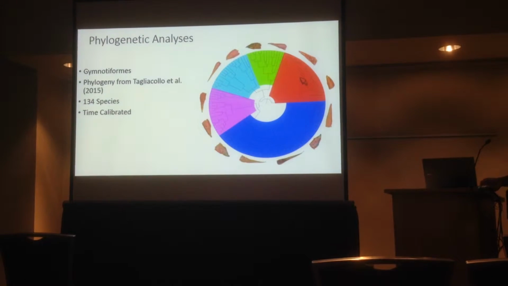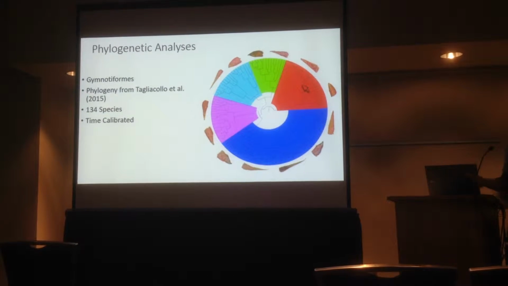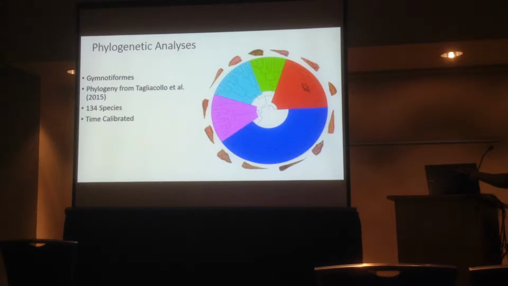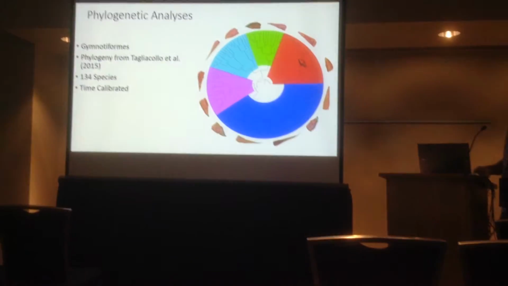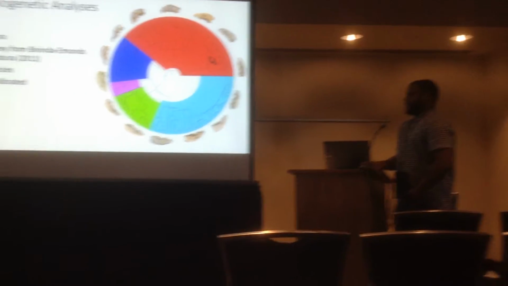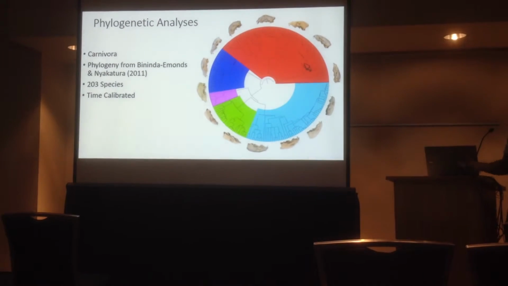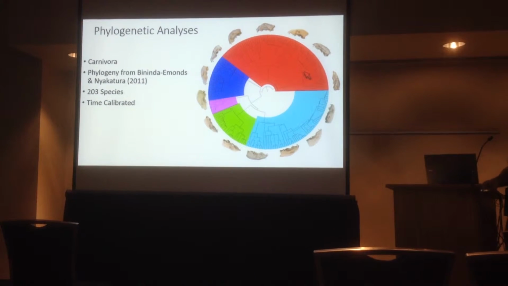So next, after that, you need trees in order. You need phylogenies to study evolution. So I used a time-calibrated tree from one of my colleagues, Victor Tagliacollo, and I used 134 species for this. For carnivorans, it was really sweet. They had this 76-gene supertree that was also time calibrated. So I just plugged all my skulls into that tree.